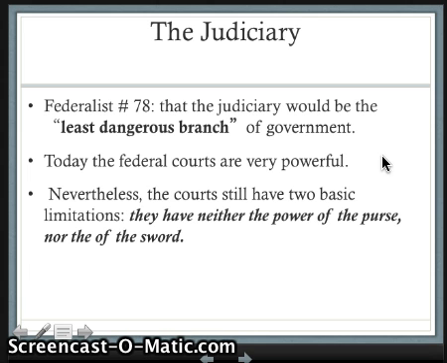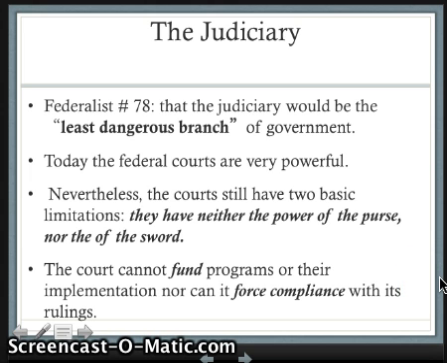What Federalist 78 says, and is still true today, is that the courts still have two basic limitations, and you must memorize these by the end of this unit. They do not have the power of the purse, nor do they have the power of the sword. If we think about it, Congress has the power of the purse, and the executive branch has the power of the sword, money and enforcement. You will never see a Supreme Court justice enforcing their ruling. Instead, the president and his people have to enforce anything the courts say.